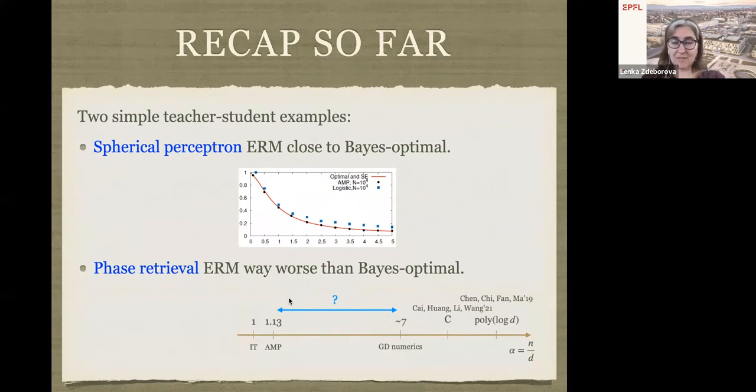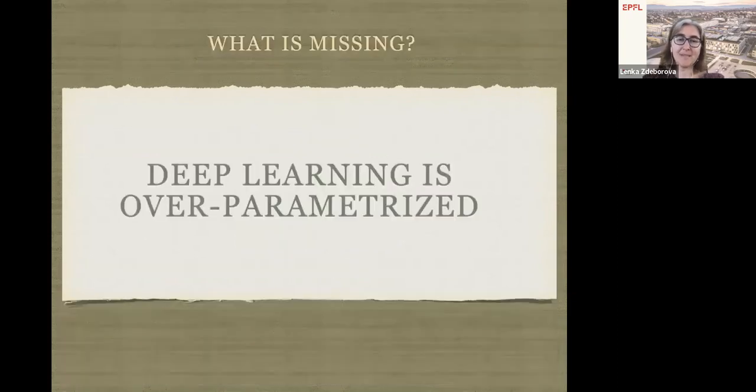And in order to do that, as I said, let's think about what we are missing from what we usually see in deep learning that's not here. So deep learning is over-parametrized. So a hypothesis is, could over-parametrization here help the gradient descent?